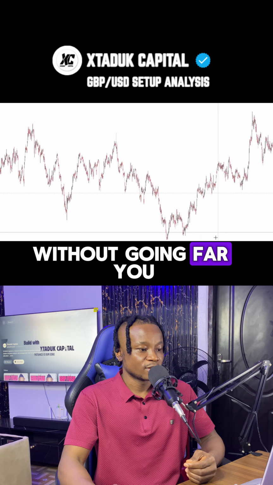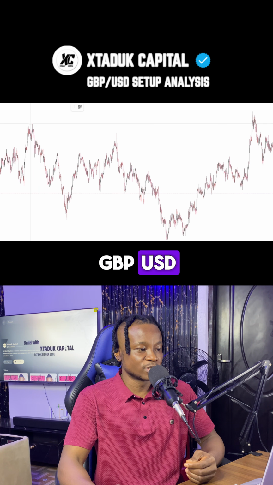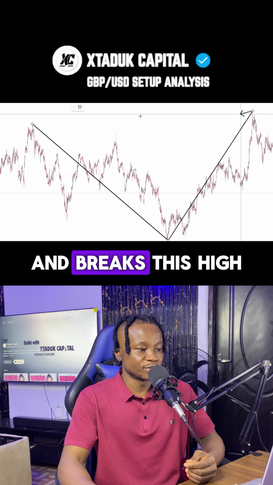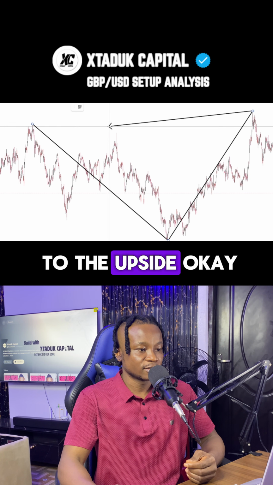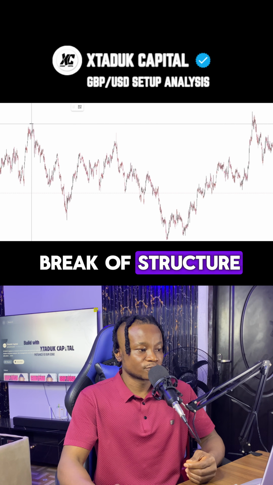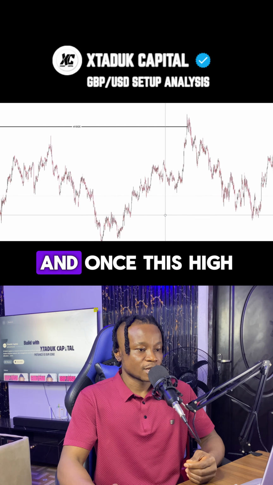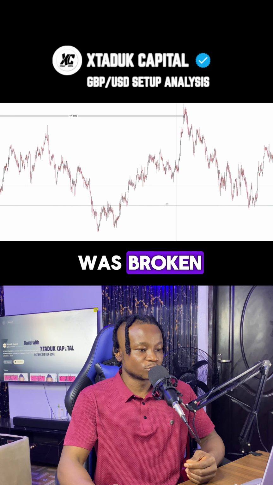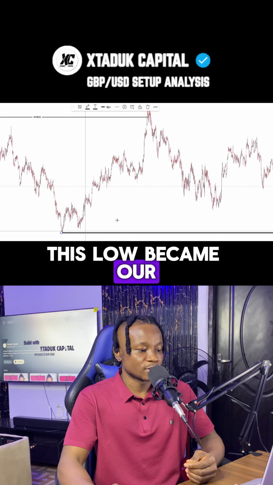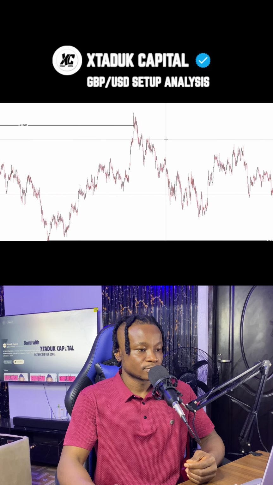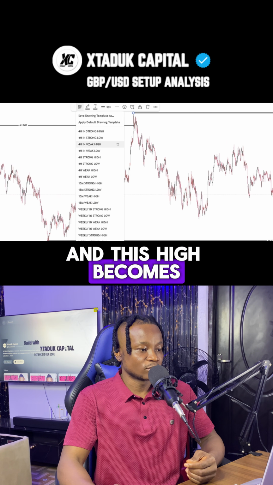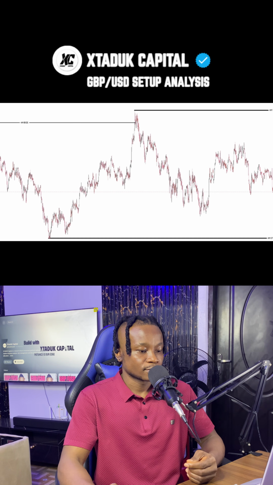Without going far, you can already see that GBPUSD pro structure pulled back here and breaks this high to the upside. Okay, so I will mark it to be a break of structure. And once this high was broken, this low became our strong low, and this high becomes our weak high.